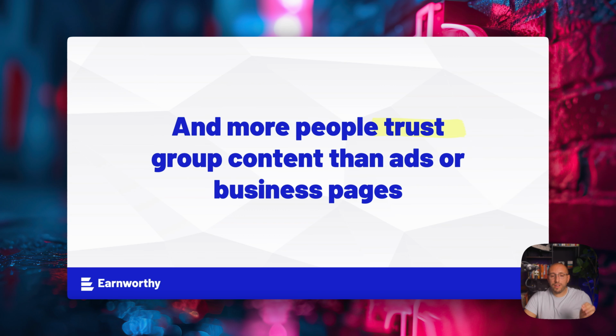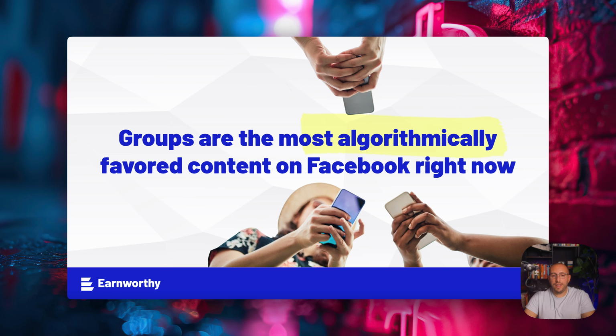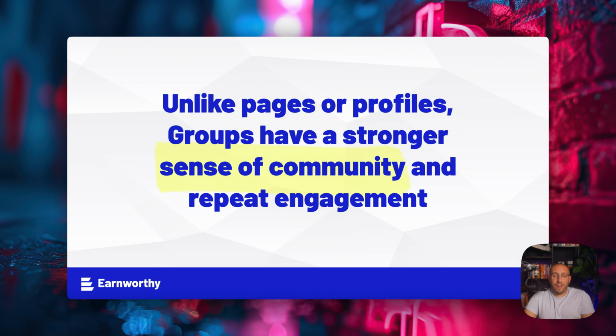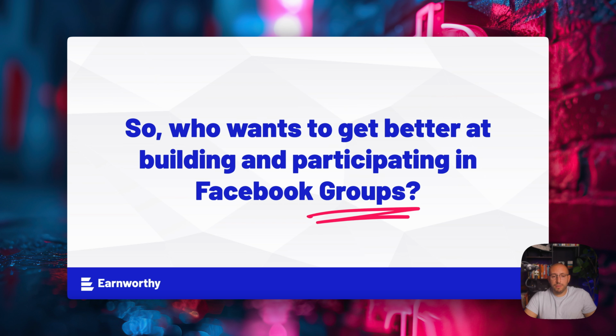And more people trust group content than they trust ads or business pages. And we're going to get into the psychology behind that in just a bit. But basically, groups are the most algorithmically favored content on Facebook right now. Unlike pages or profiles, groups have a stronger sense of community and repeat engagement. It makes sense, right? You're building a community, in many cases a private community on Facebook, when you're building a group. So, who wants to get better at building and participating in Facebook groups?